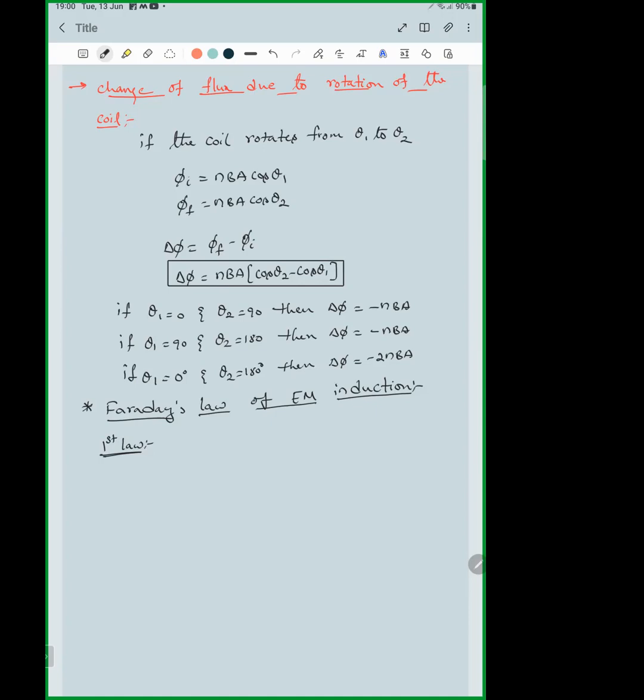So for that one, what is the statement? The magnetic flux linked with the coil changes and EMF is induced in the coil.